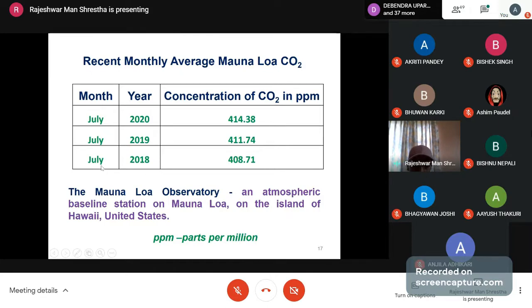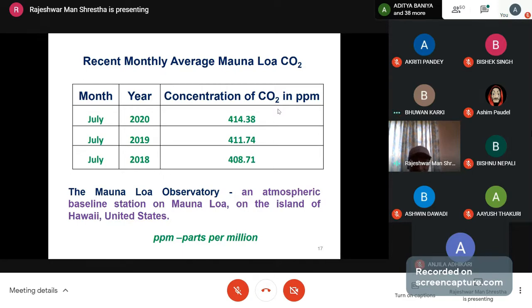Now, in July 2018, the carbon dioxide is 408.71 ppm. And just after 1 year, in July 2019, it is 411.74. And after 1 year, in July 2020, it is 414.38 ppm. In this way, every month that base station has been monitoring the amount of carbon dioxide in the world.